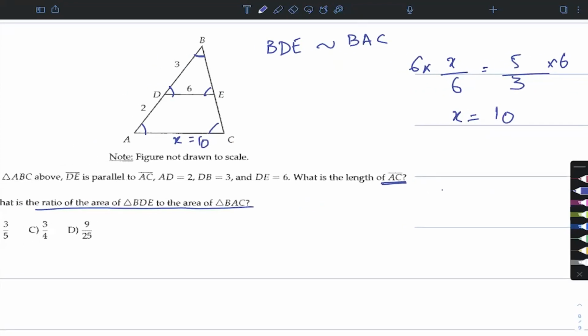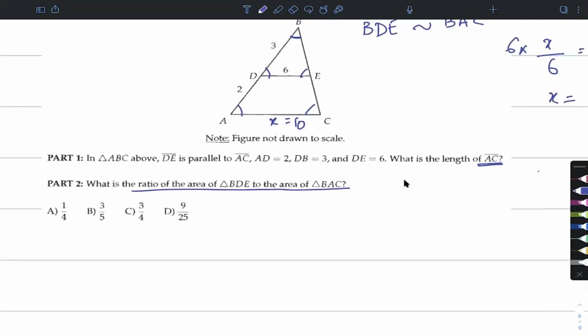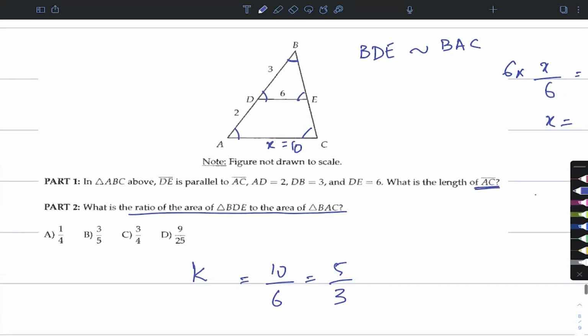If you divide any two sides of a similar shape, and it doesn't just apply for triangles, any shape that is proportional to the other one, which means their angles are all the same, then if you divide any two sides, you get K. This is called scale factor. So for example, over here, K would be 10 over 6 or 5 over 3. All I'm doing is dividing the side of the larger triangle by the side of the smaller triangle.